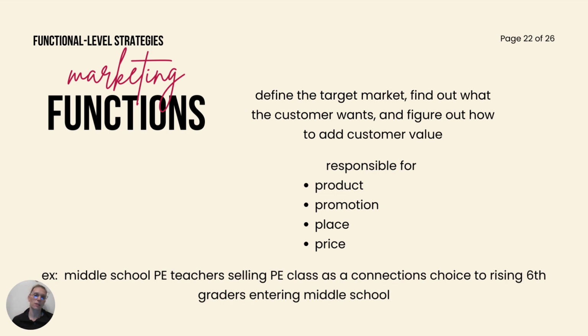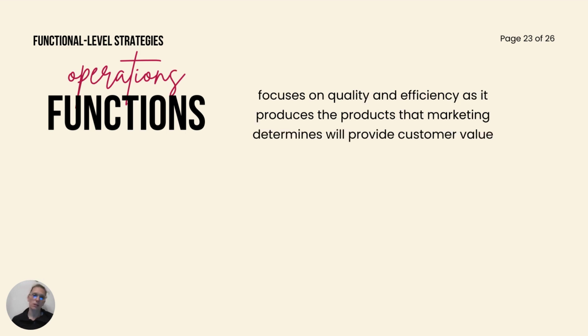Marketing functions. Define a market product. Find out what the customers want. Figure out how to add customer value. It's responsible for product, promotion, place, and price. Athletic department: middle school PE teachers selling PE classes as a connections choice to rising sixth graders entering middle school. It's all about how you sell it, right? Make it flashy and fun. Sell all those sports that you're going to teach them. Operations functions focus on quality and efficiency as it produces the products that marketing determines will provide customer value.